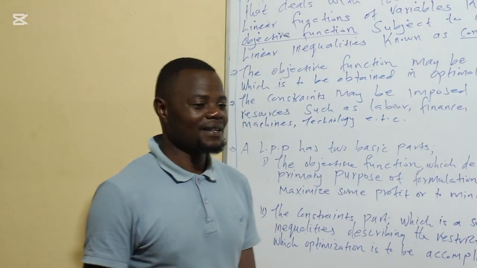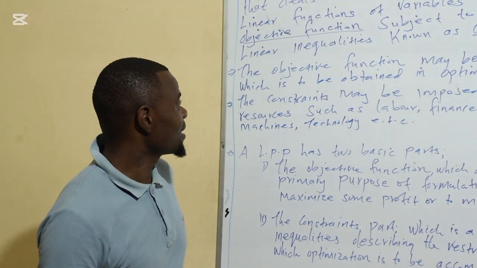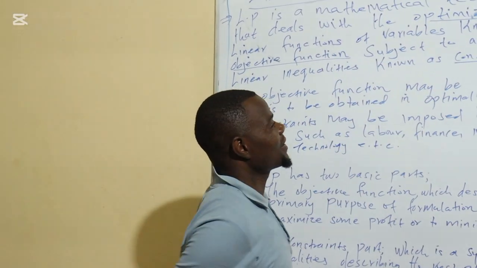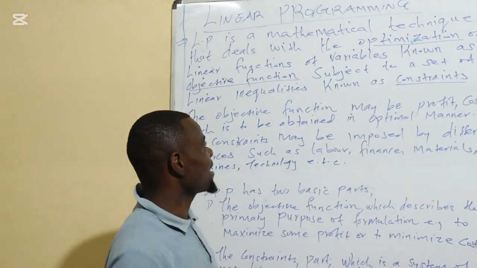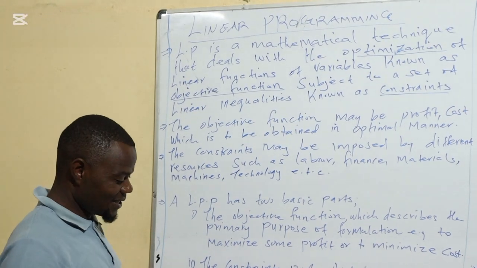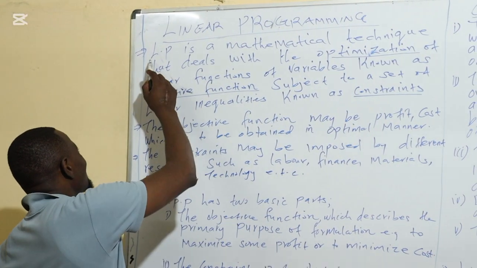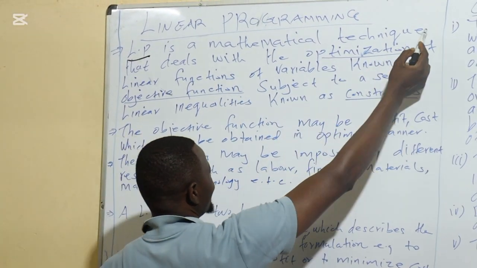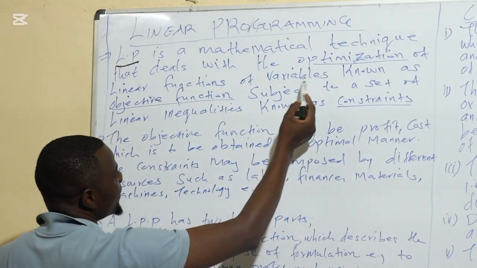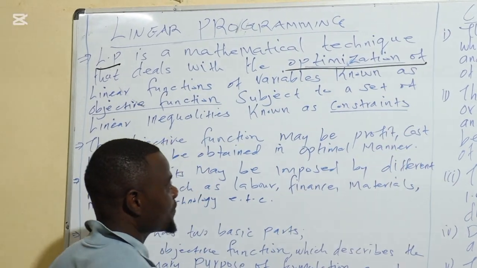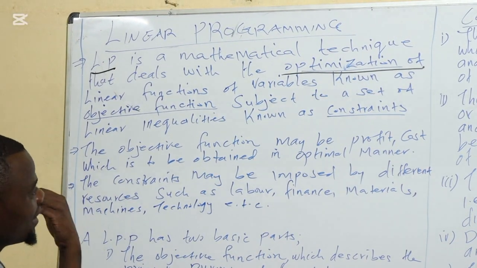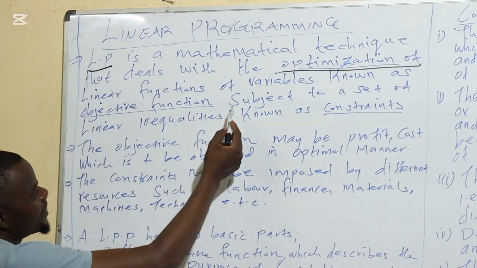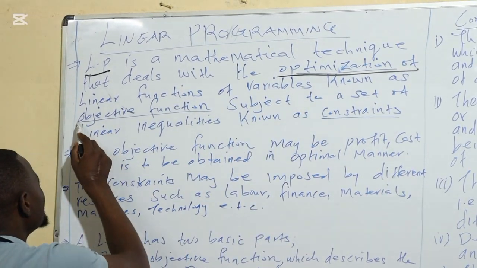Good evening. Today I want us to look at another topic called linear programming. Linear comes from the term line. So what is linear programming? Linear programming, in short form LP, is a mathematical technique that deals with optimization. When I talk of optimization, you will either maximize or minimize linear functions of variables known as the objective function.